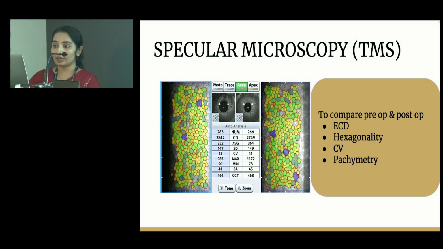Another objective is to compare pre-op and post-op endothelial cell density, hexagonality, coefficient of variation, and pachymetry. Endothelial cell monitoring is very important as these cells do not regenerate, and hexagonality analysis examines the geometric regularity of the endothelial cells. Coefficient of variation measures the size variability among the endothelial cells, with lower values indicating more uniform cell sizes and better endothelial cell health. And pachy measurements indicate subclinical corneal edema, even though the counts may be normal.